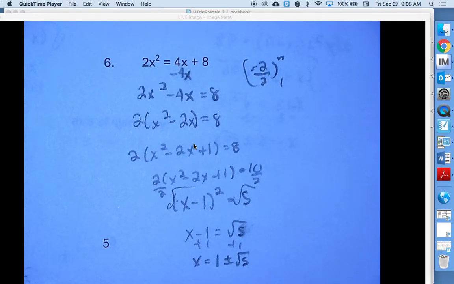And then I square root each side to get rid of the square, and then I ended up with x minus 1 equals square root of 5. I added 1 to each side, so the answer was x equals 1 plus or minus square root.